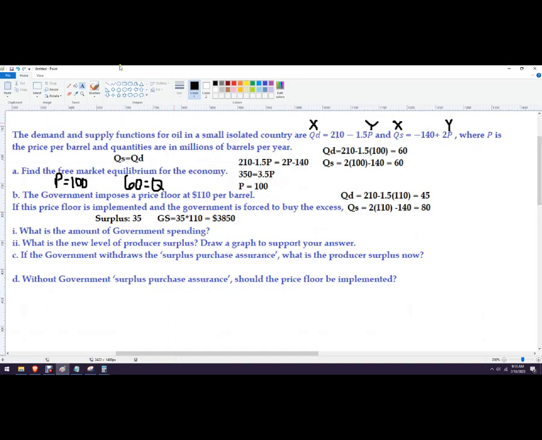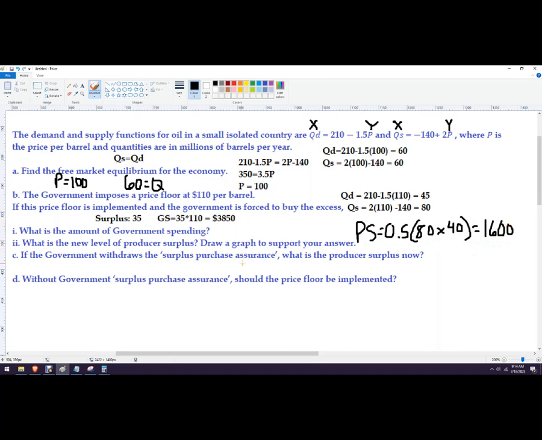So come back to the problem here. It's the new level of producer surplus. Producer surplus is 1/2 the number of units, so we're going to sell 80 units, times the difference between where the supply curve starts, which was 70, and the price, so 110 minus 70. If you want to write that out, you could, but this would just be 40. So that's 3,200. Half of that is 1,600. That's the level of producer surplus.